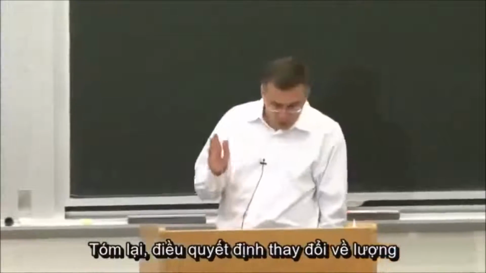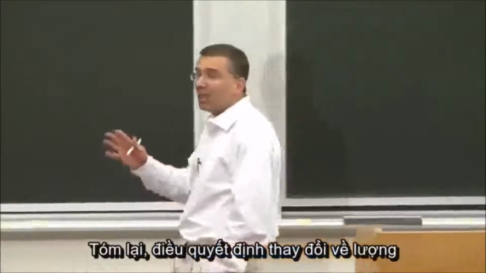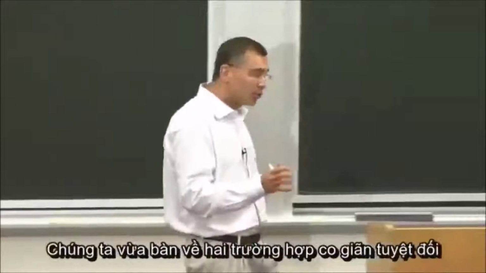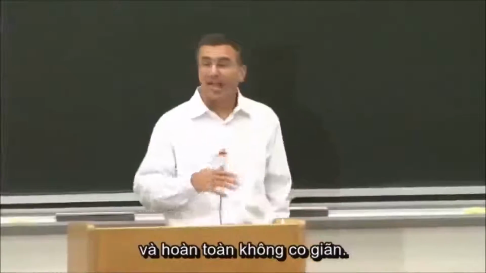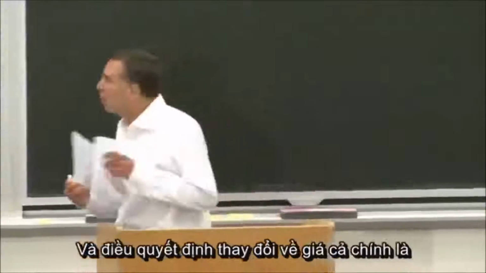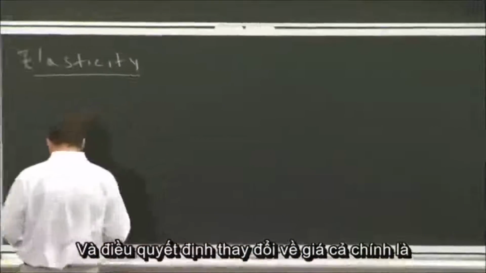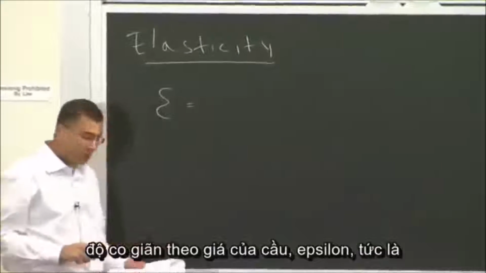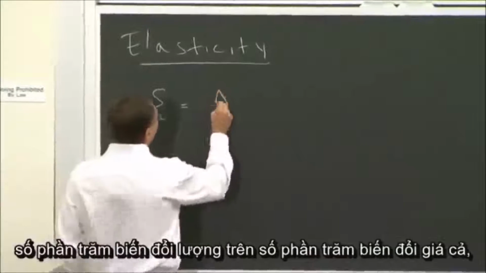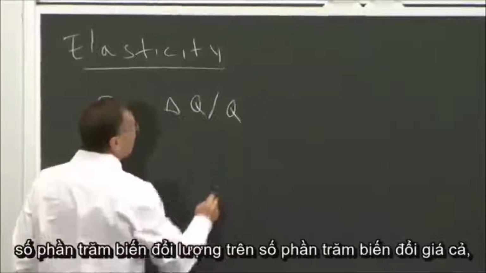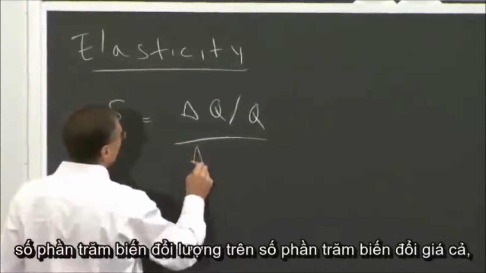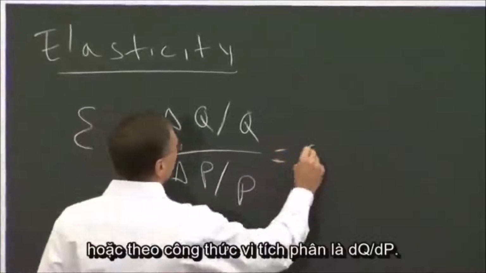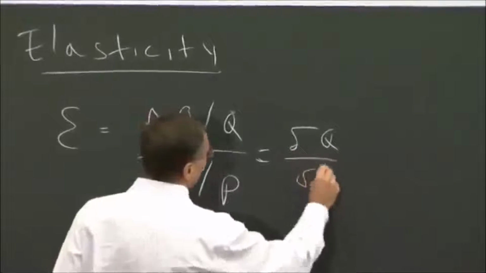Okay? So more generally, what determines the quantity change in response to a price change is the elasticity. More generally, we're between these two cases, perfectly elastic and perfectly inelastic. And what's going to determine the change is the price elasticity of demand, epsilon, which is going to be the percentage change in quantity for each percentage change in price. Okay? Or in calculus terms, dQ/dP.